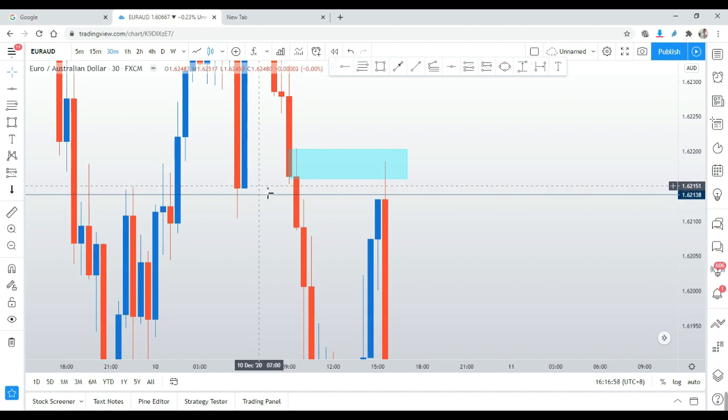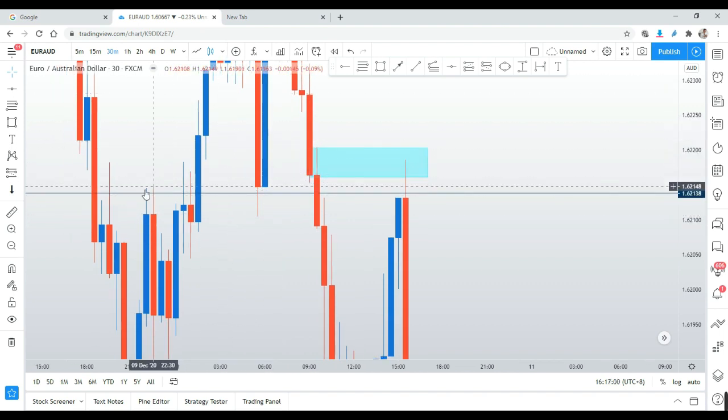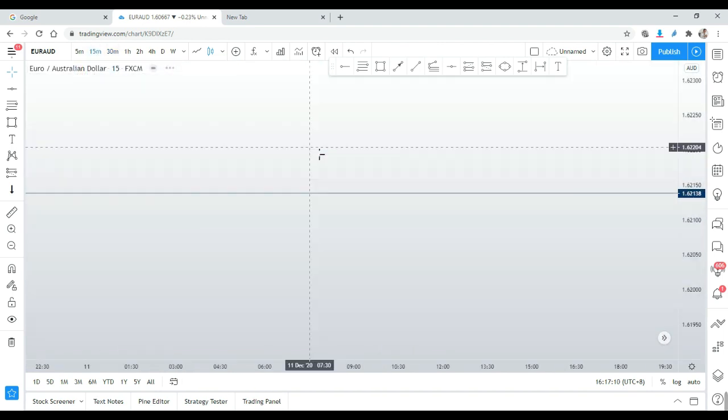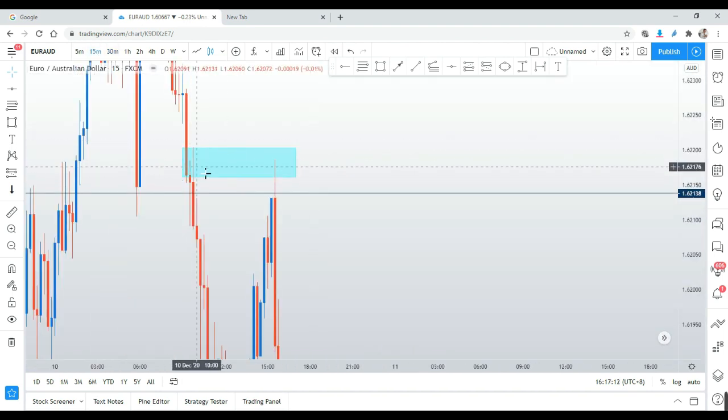Even if I switch it to candles, there is a lot of rejection even behind here. If you don't believe there is a supply zone here, switch to a smaller time frame until you find it, because a King represents a supply or demand zone at a higher time frame.